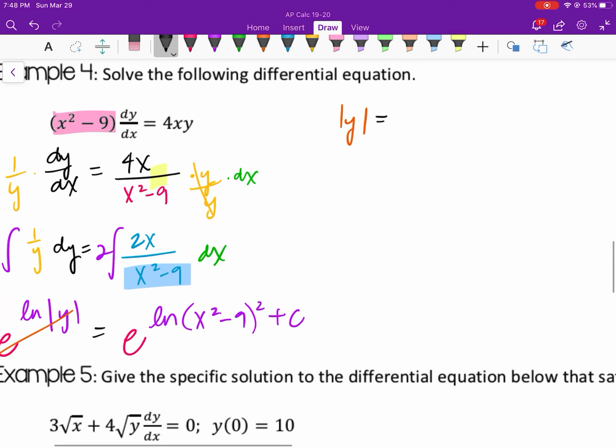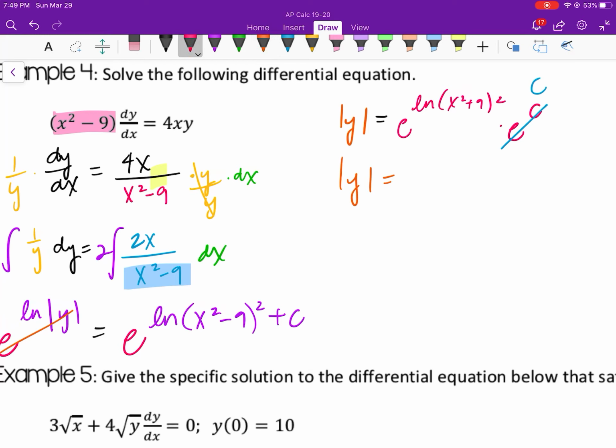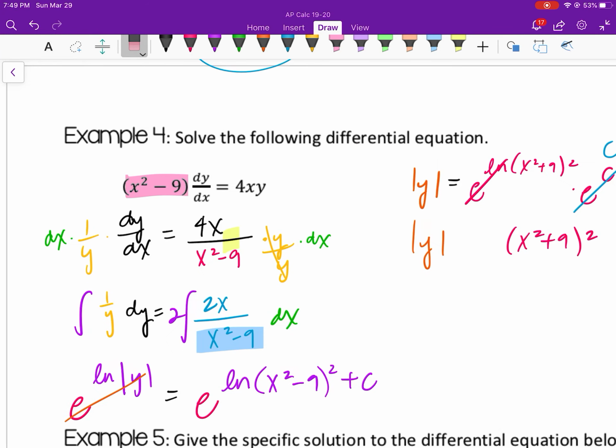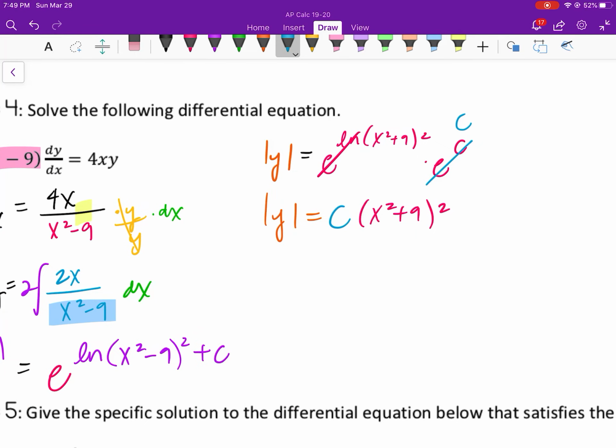Now again, break that up using your exponent properties. So that's going to be e to the natural log of x squared plus 9 quantity squared times e to the constant. And why would we do that? Because e to the constant is just another constant. So we'll have the absolute value of y equals, well, here we've got e to the natural log again, so those cancel out. So we just have x squared plus 9 quantity squared times some constant. Well, let's throw that constant in front. So we have the absolute value of y equals a constant times that expression squared.